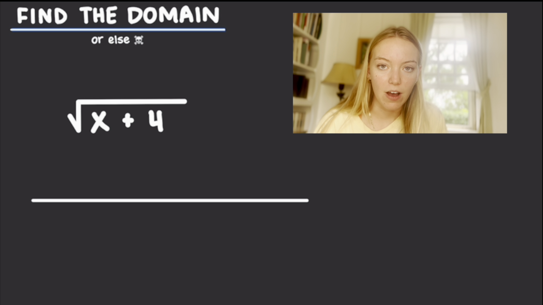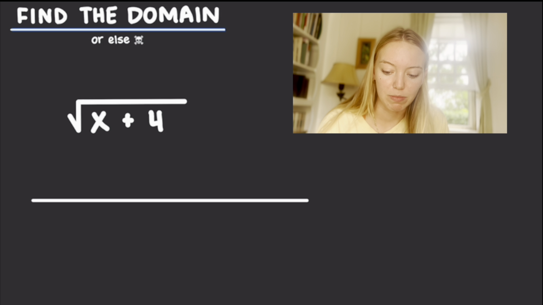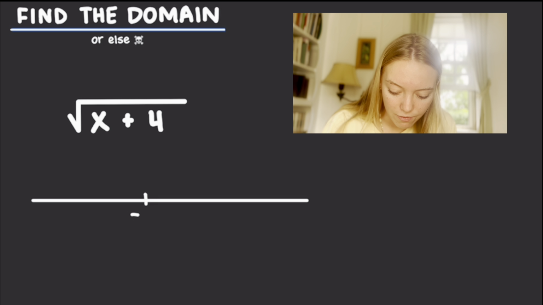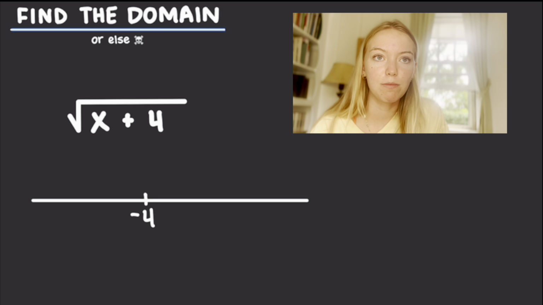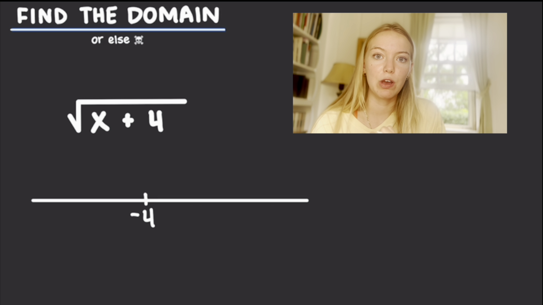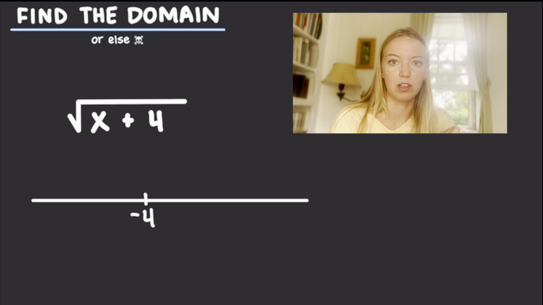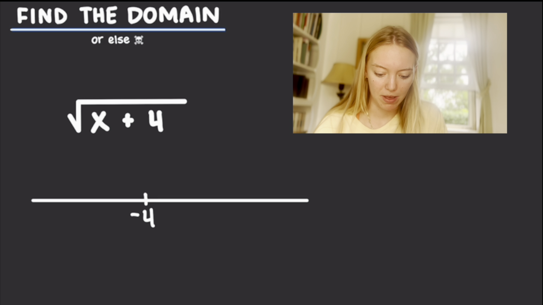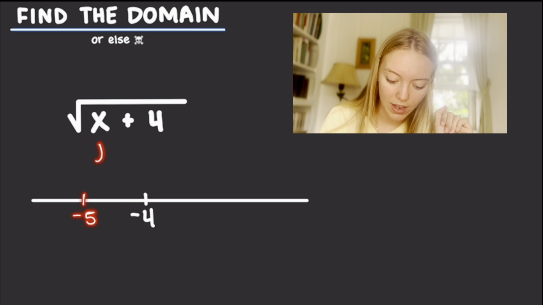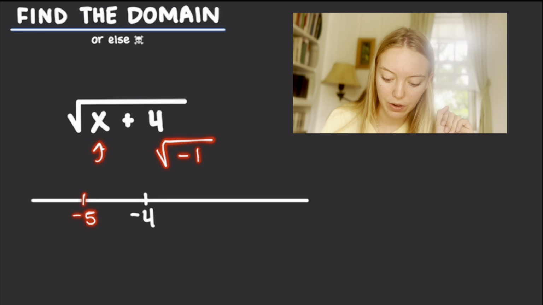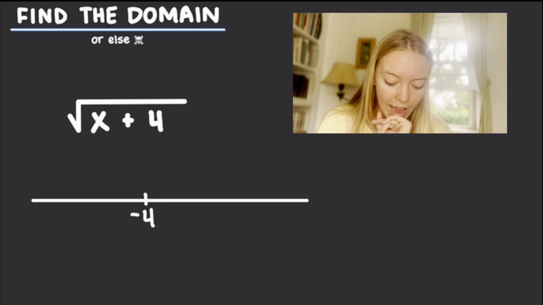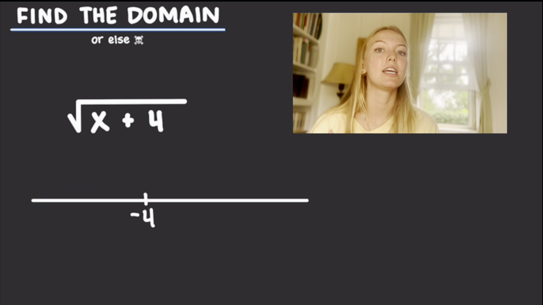So we need to find where the square root is going to be 0. What x is going to make this square root 0? We know that if we plug in -4, it's going to make this 0. Once you find where it's 0, you plug in a number on the right and a number on the left and see which one works. If I plug in a number to the left of -4, let's say -5, that's going to give you the square root of -1. We cannot take the square root of a negative number, so anything to the left of -4 is not going to work.